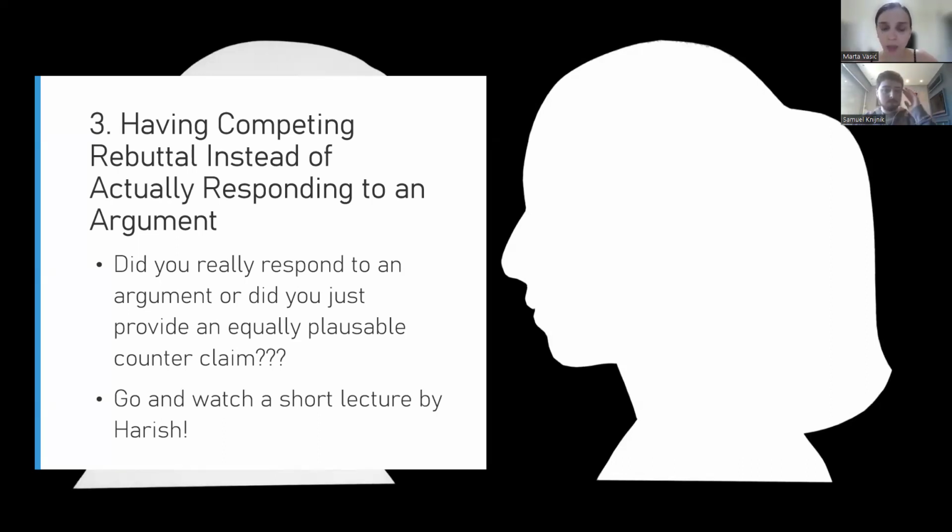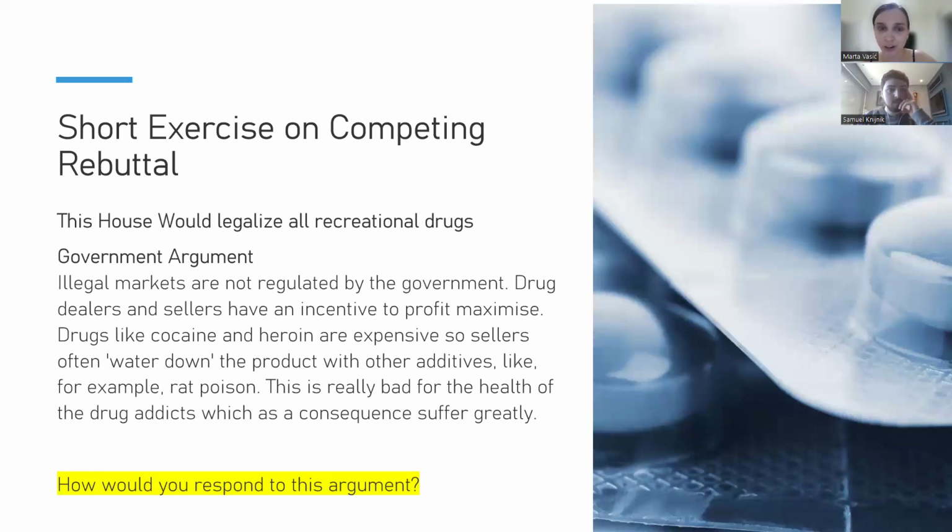Okay, so let's do a short exercise on competing rebuttal. We have a very simple debate: this house would legalize all recreational drugs. So here is the argument that we now need to rebut. The argument is written here, so I'm just going to give you 30 seconds to read it, and then I'm going to reiterate it. And I can sip some water in the meantime.